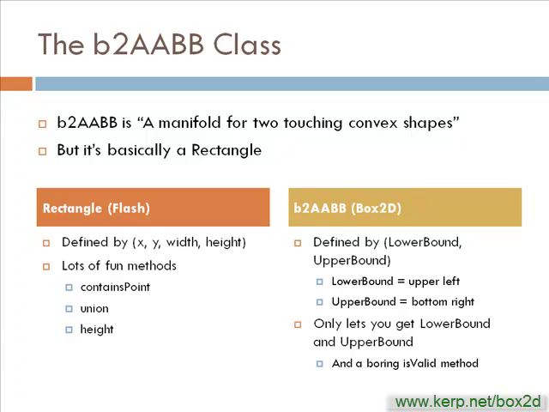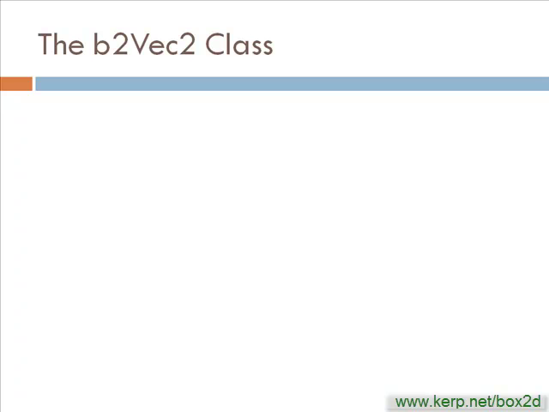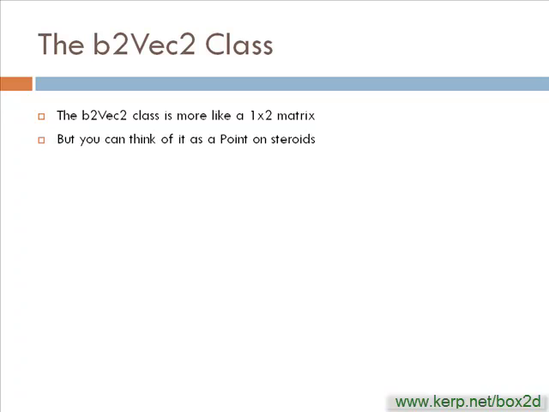Now, when I told you that lower bound and upper bound were points, I actually lied. They're not quite points, they're something else instead. The b2Vec2 class. Now really, this b2Vec2 class is a vector in 2 dimensions, which I think maybe if you're mathematically inclined, you can think of as a 1x2 matrix. However, to simplify things and for all intents and purposes, most of the time, you can kind of think of it as a point on steroids. We do not endorse the use of steroids.